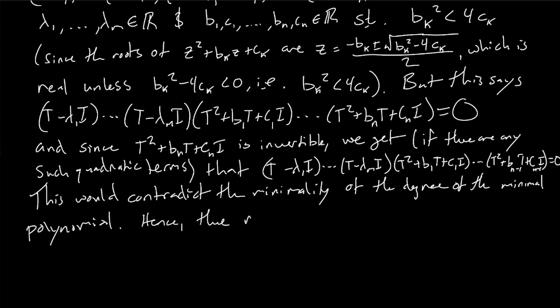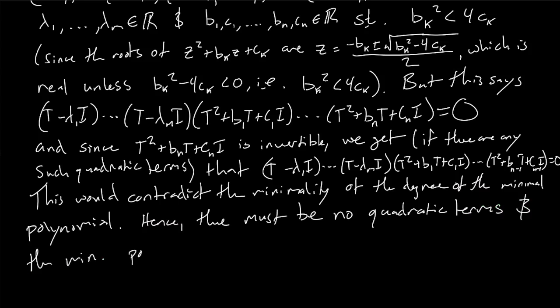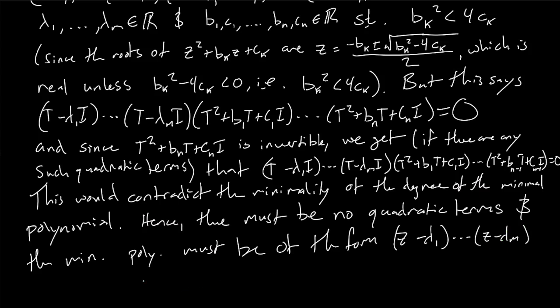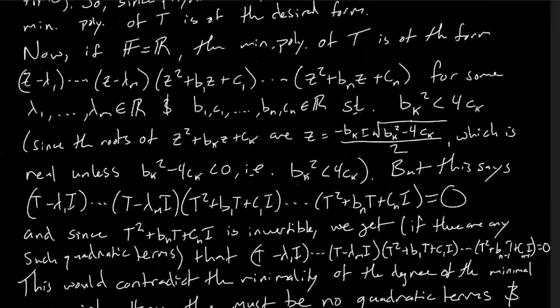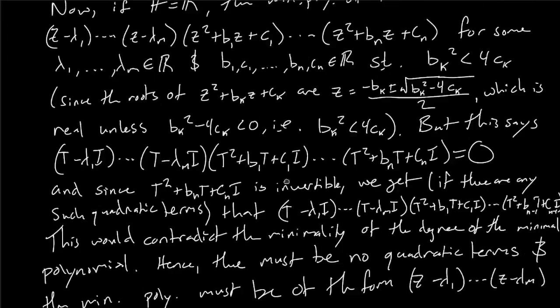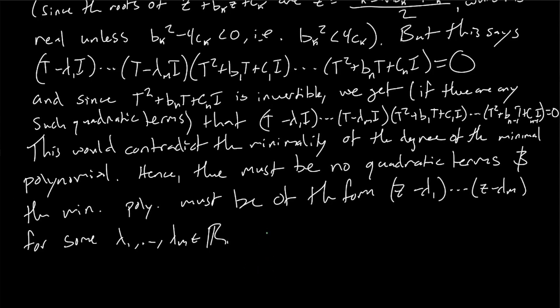Hence, there must be no quadratic terms, and the minimal polynomial must be of the form z minus lambda 1 dot dot dot all the way down through z minus lambda m for some lambda 1 through lambda m in the reals. Oh, wait. That's what we wanted to show. Nice. So, when you've got a self-adjoint operator on an inner product space, either real or complex, its minimal polynomial factors completely into degree 1 terms. Man, that's nice. Why is that nice? Let's check it out. I'll show you the spectral theorem. You'll see it. You'll go, oh, that's kind of cool.